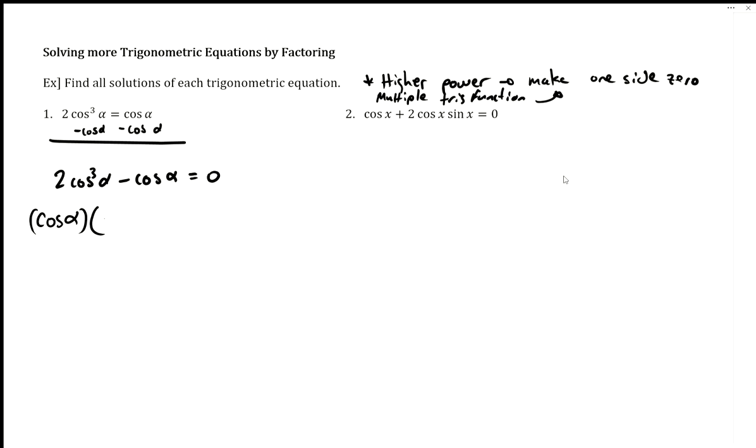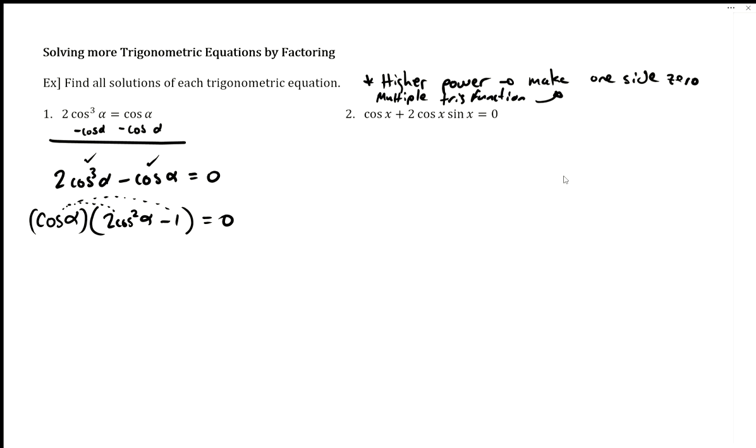That means we have 2 cosine squared alpha left over in the first term, minus 1 left over in the second term. If you double check with FOIL, cosine of alpha times 2 cosine squared alpha is the first term, and cosine of alpha times negative 1 is negative cosine of alpha. So you can instantly double check by multiplying it back in.